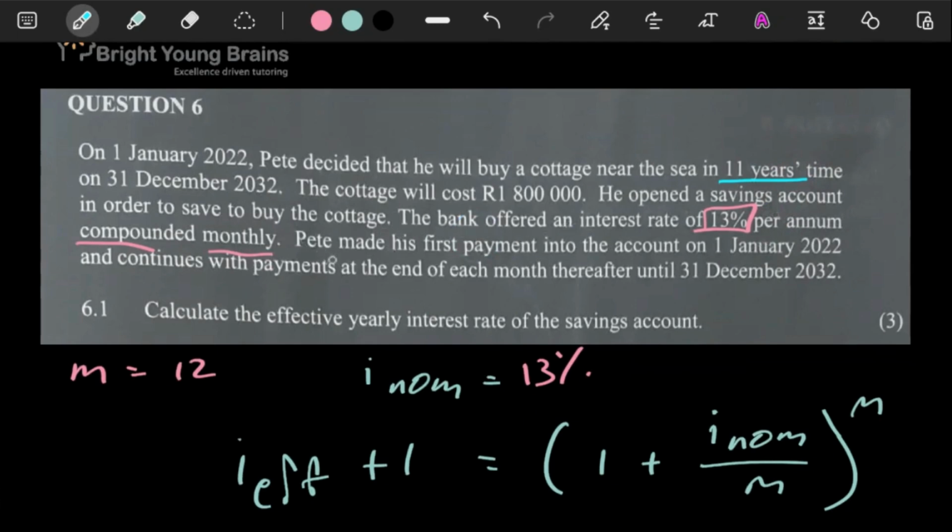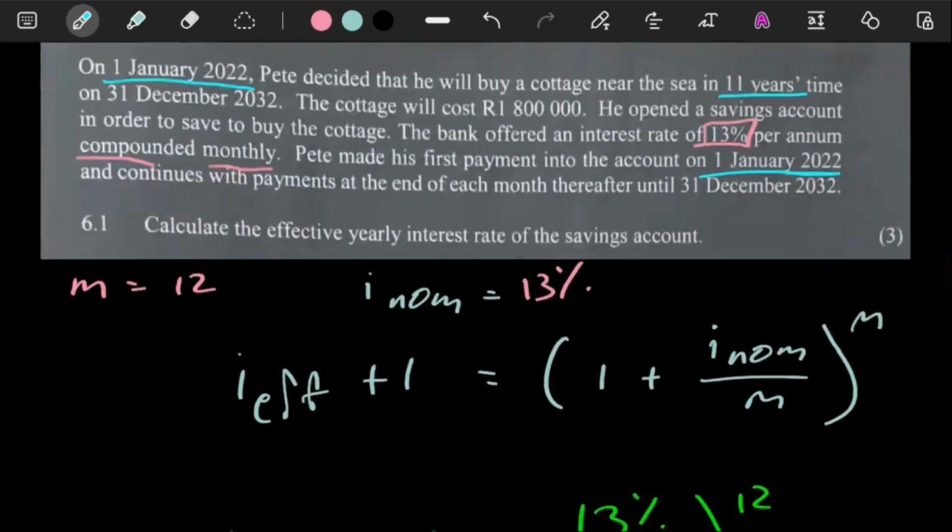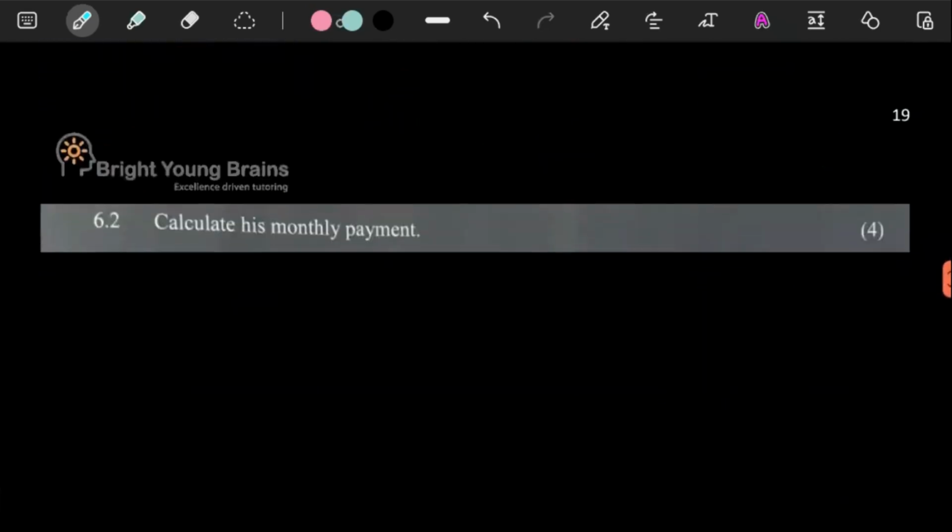They said he made his first payment on January the 1st, 2022, which is the time he opened the account. So the number of payments that he's going to make is 11 times 12, which is 132. However, on the day he opened the account he made a payment also. So we have to add that payment, which gives us 133 payments in total.